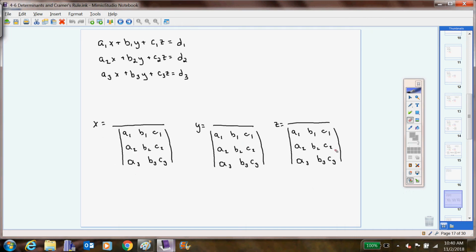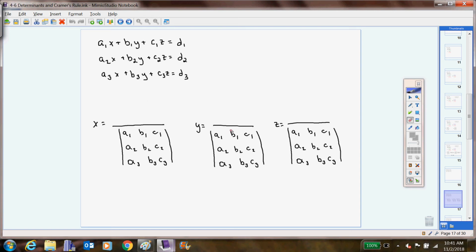So our denominators are all going to be the same. The good thing about this too is that once you've figured out one of the denominators, just use it the next time. You don't have to put all the numbers in again, because these denominators are all the same. A, B, C, A, B, C, A, B, C. So it's all the coefficients of X and Y and Z in that order. Those are our denominators. The numerators replace the row or the column that you're trying to solve for with the D values. So for example, if I'm trying to solve for X, this would be D1, D2, D3, and then these would be the same.